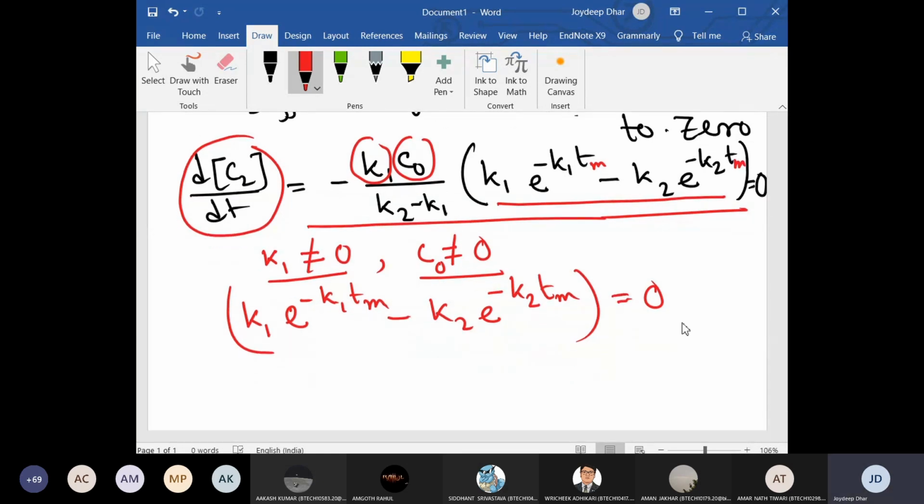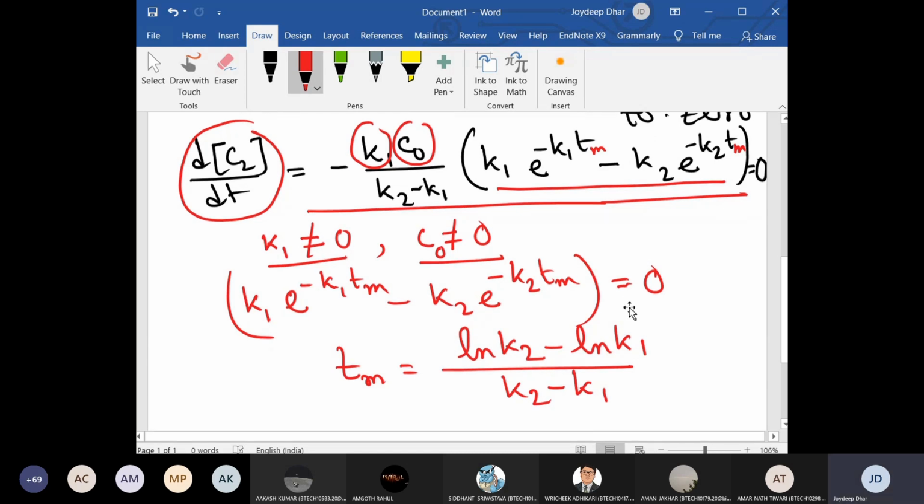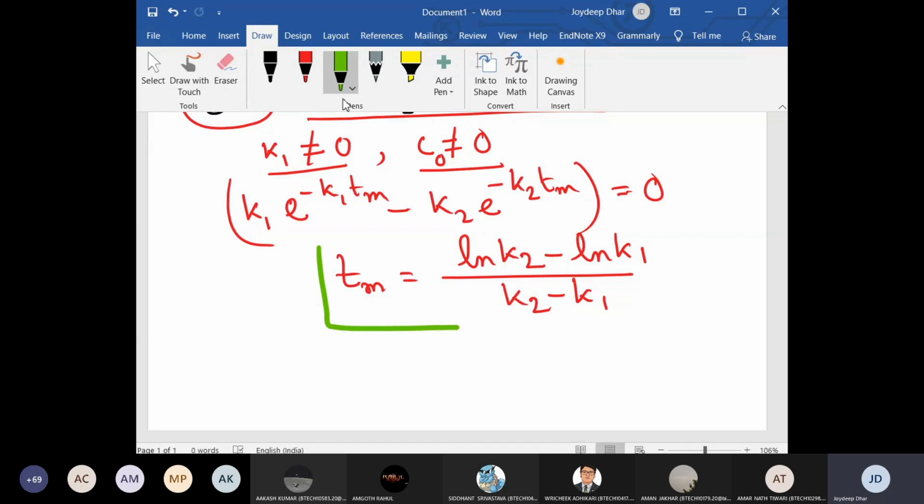So now you have to rearrange and you will get tm, very easily. It will be ln k2 minus ln k1 over k2 minus k1. This derivation you should practice. It can be asked in the exam or as an assignment. So the time at which the concentration of B will be maximum, you can get by this equation.